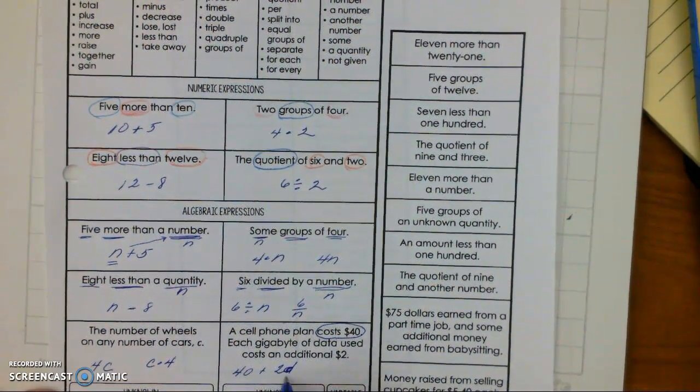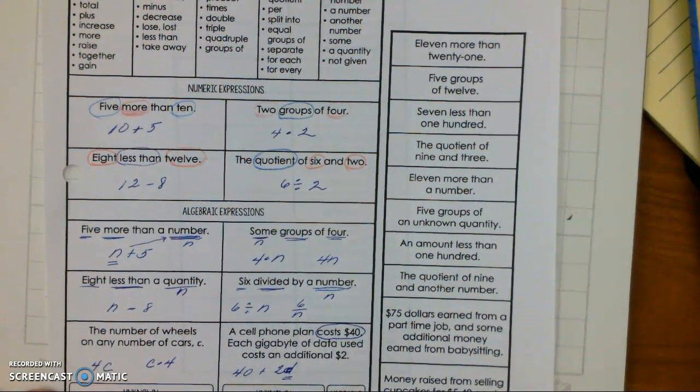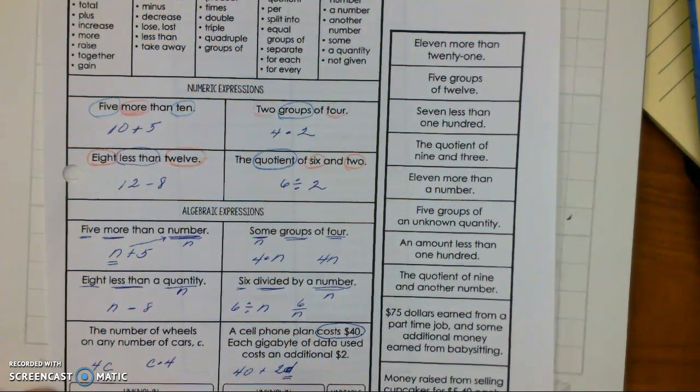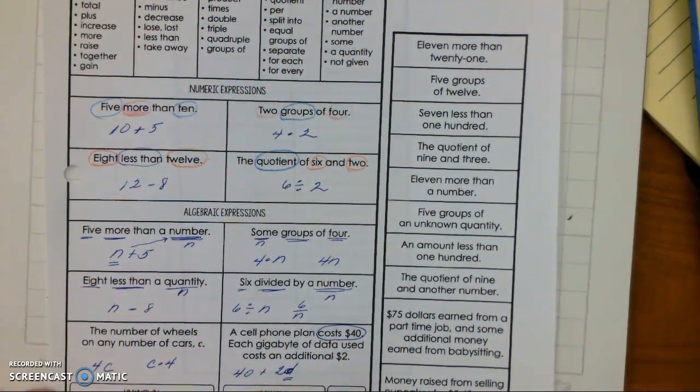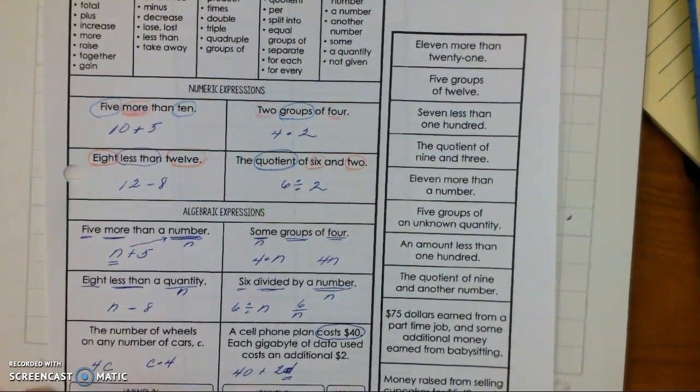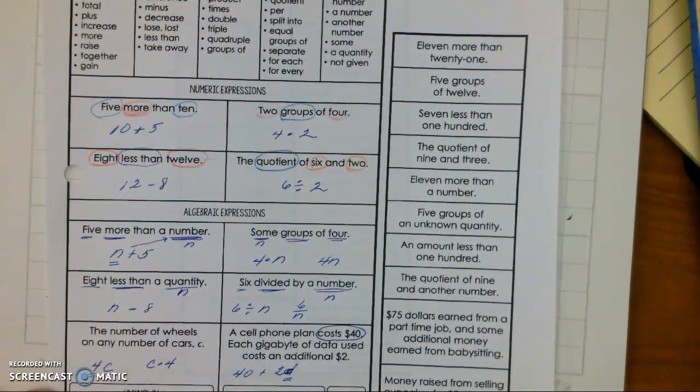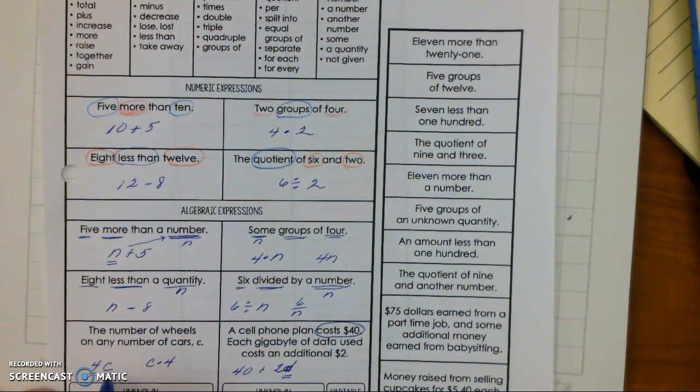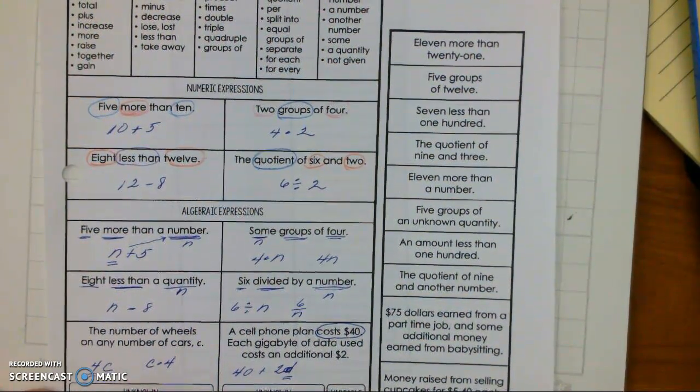So this would be our unknown. So the variable is the D. The unknown is the amount of data used. And the unknown here is we don't know how many cars, because we know it's 4 wheels times how many cars. So it would be the number of cars.